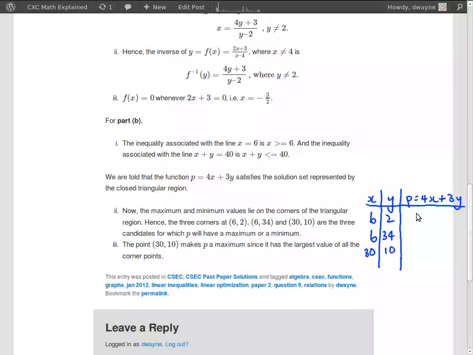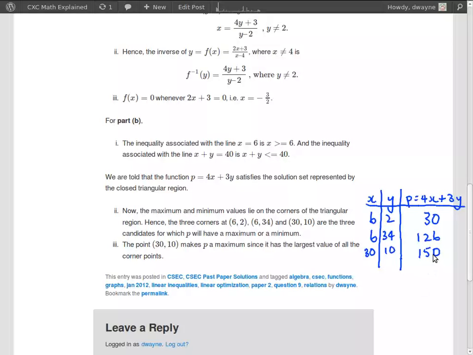When x is 6 and y is 2, we get 30 here. When x is 6 and y is 34, we get 126. And when x is 30 and y is 10, we get 150.